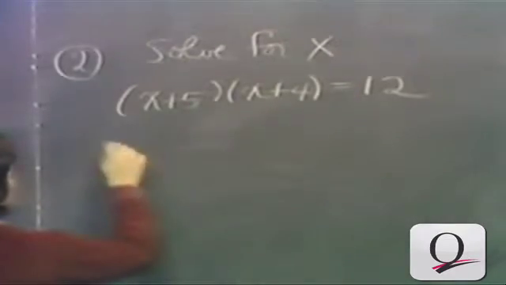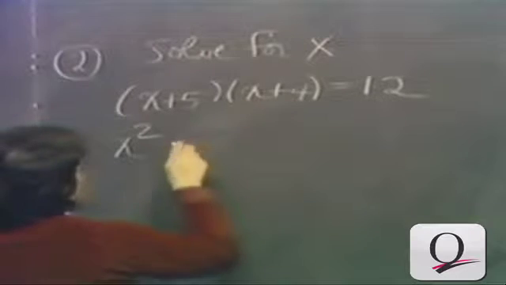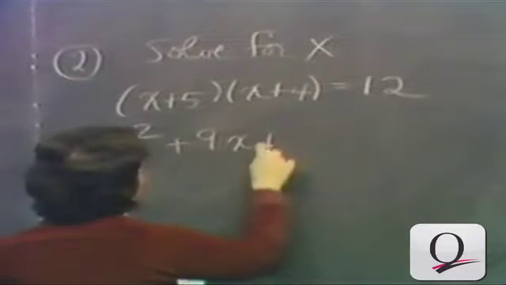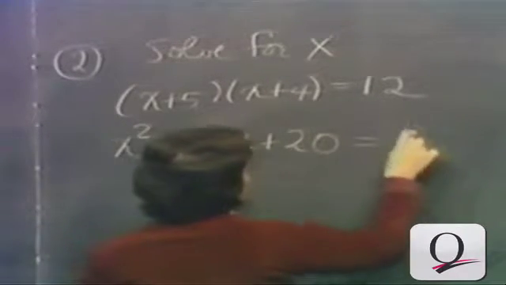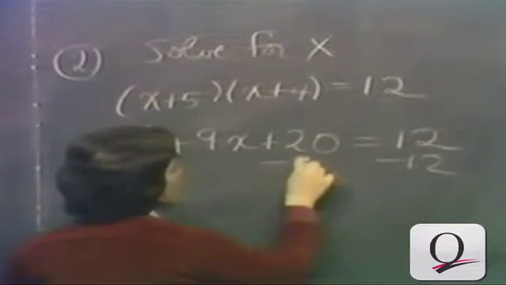The only thing you can do here is to multiply it out. x squared plus 4x plus 5x, that gives you plus 9x plus 20 equals 12. Now subtracting 12 from both sides.